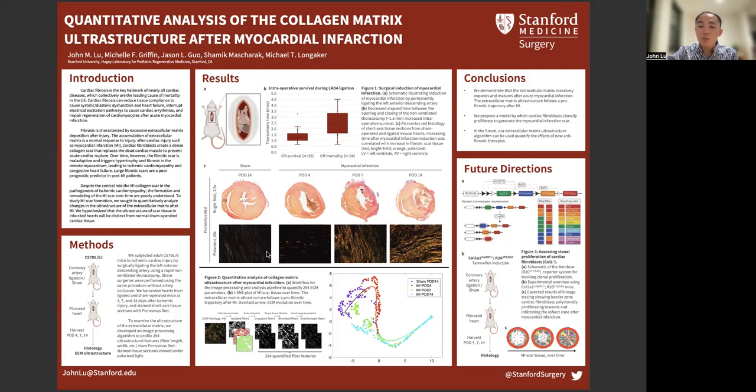So in summary, in this poster presentation, I've talked about how we established a myocardial infarction model in mice, and then we were able to quantitatively analyze the ultrastructure of the collagen matrix in tissue sections from these mice, and how in the future we hope to investigate the cellular mechanism by which the scar actually forms, which we hypothesize to be due to clonal proliferation of individual cardiac fibroblasts.